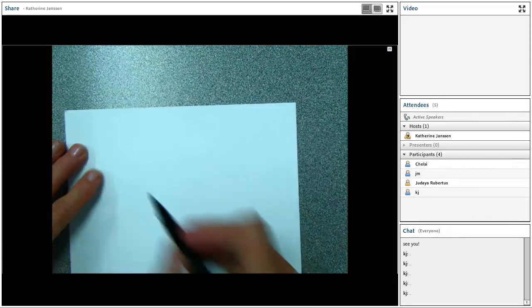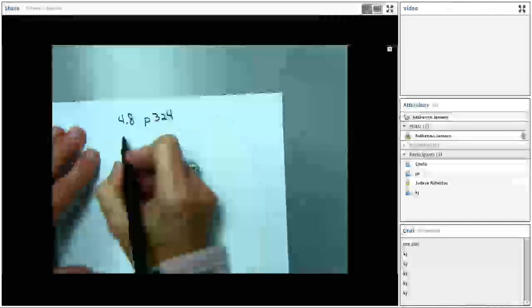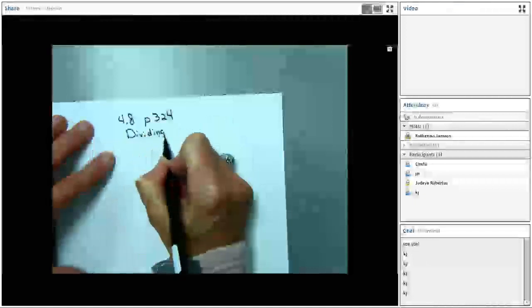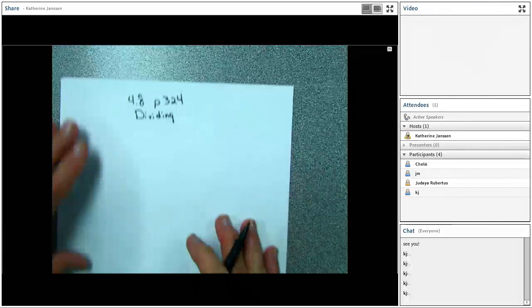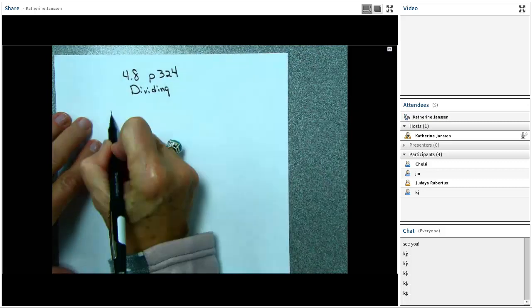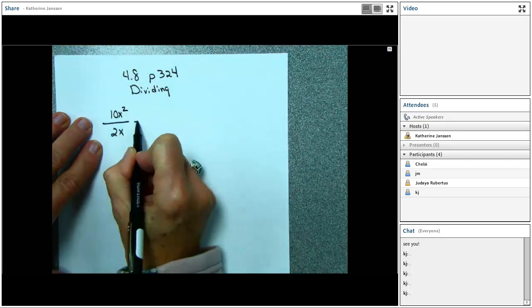Then 4.8 begins on page 324, where we're going to be dividing polynomials. 10x squared divided by 2x.